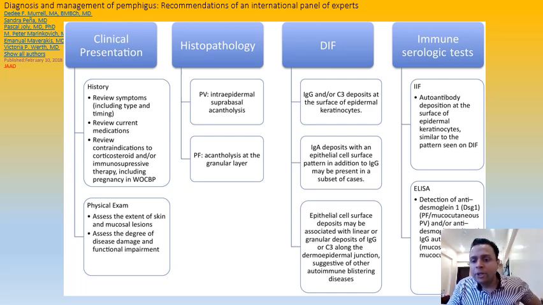Serology: autoantibody deposition at the surface of the epidermal keratinocyte, similar to the pattern seen in DIF. So IF will show the same thing, only the substrate is different. You are actually using the serum from the patient and putting it on a substrate like monkey esophagus or guinea pig esophagus, depending upon the condition. You are taking the serum from the patient, but the substrate is not the patient's skin, it is something else. It becomes indirect immunofluorescence.